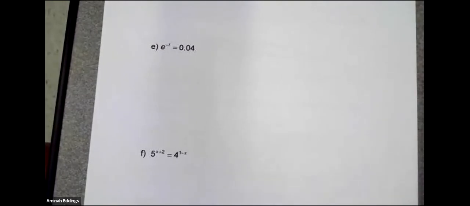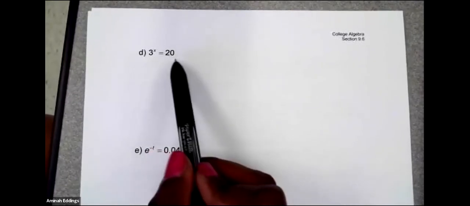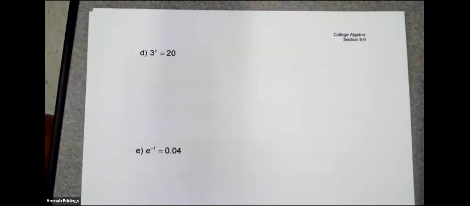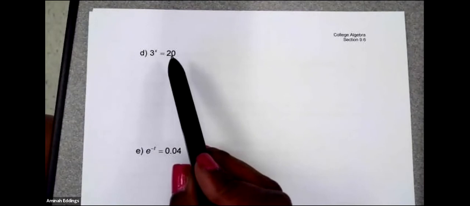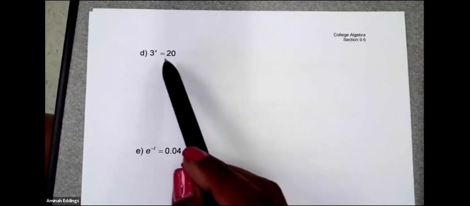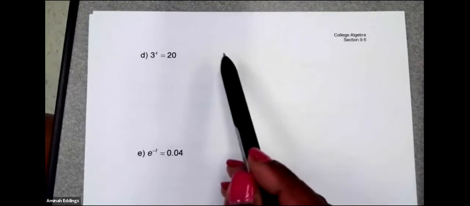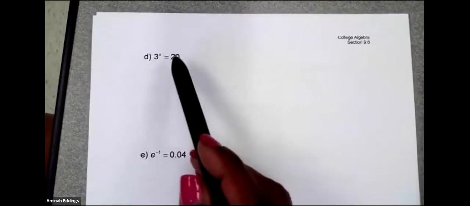Example D says 3 to the x is equal to 20. Okay. So here, if I look at my bases, my base with my x is 3, and my base here is 20. Is there any way that I can still get 20, but have a base of 3? That's not possible because 3 to the first is 3, 3 to the second is 9, 3 to the third is 27. So there's no way.